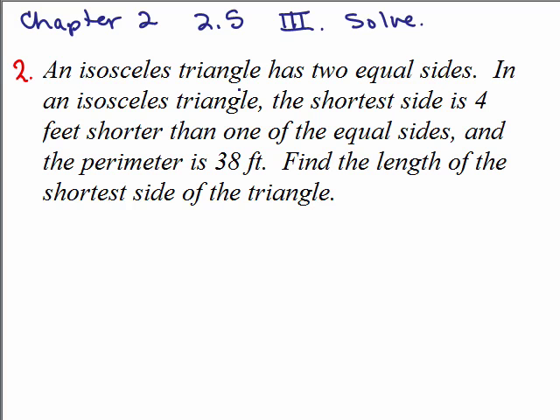An isosceles triangle has two equal sides. In an isosceles triangle, the shortest side is 4 feet shorter than one of the equal sides, and the perimeter is 38 feet. Find the length of the shortest side of the triangle.